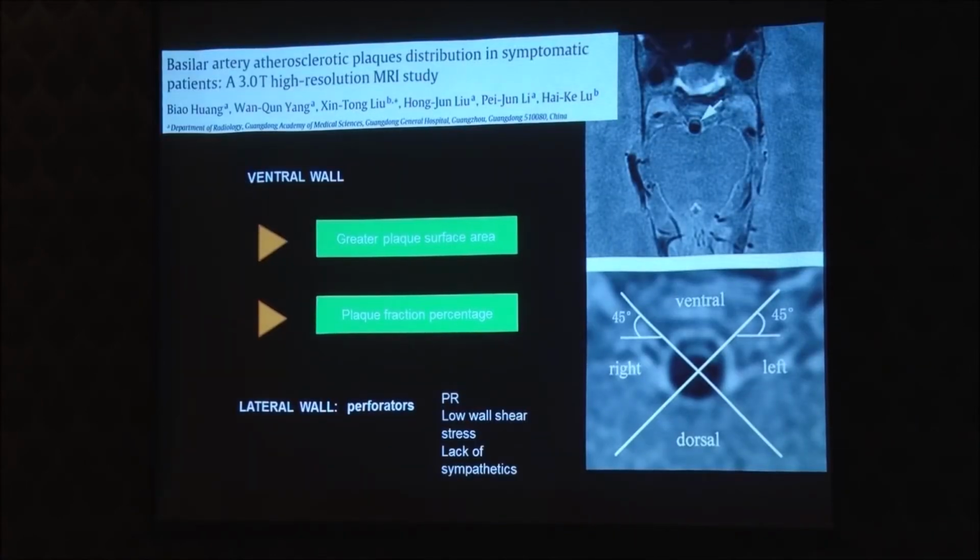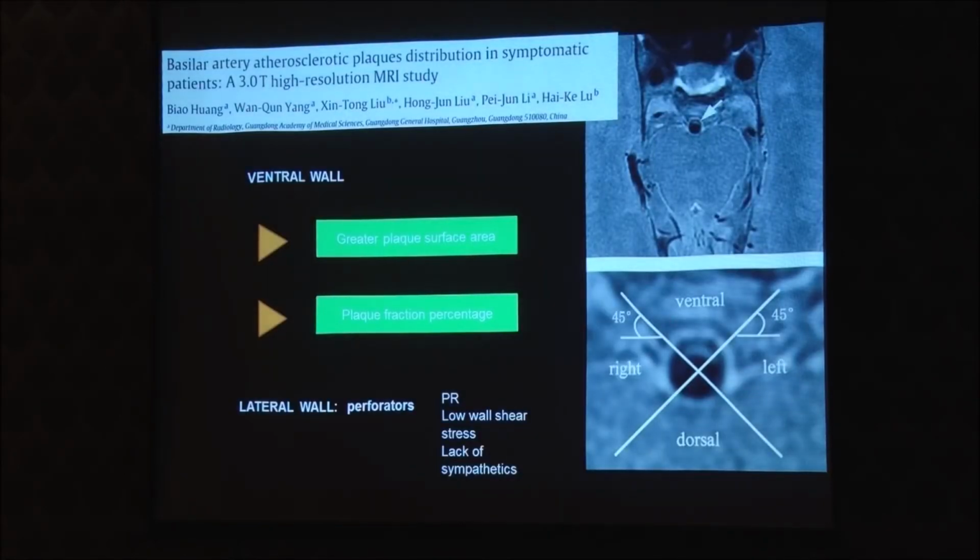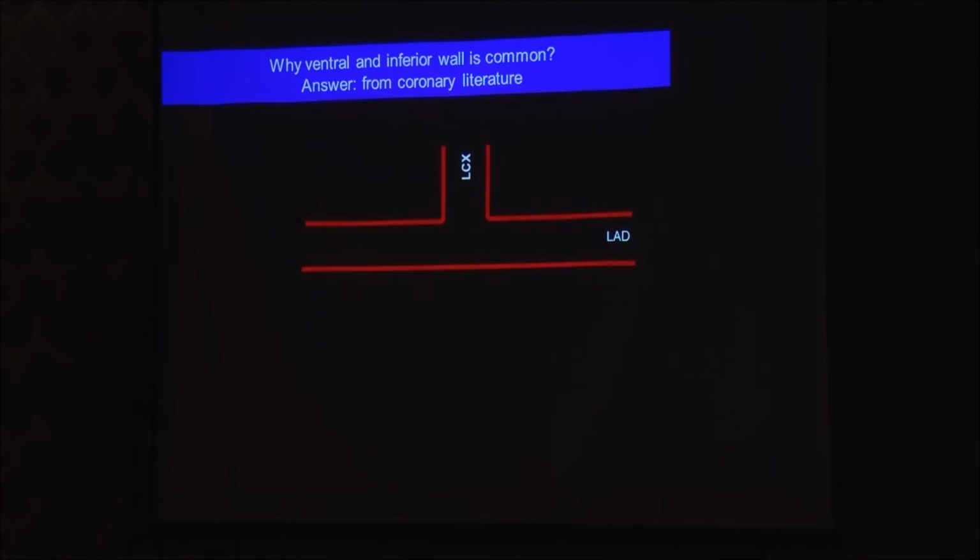Compare that for a basilar artery. In the basilar artery, again, you can divide it into 4 quadrants based on these 2 diagonals here. It generally involves the ventral wall, which is good for an interventionist because the perforators come from the lateral and the posterior wall. So I'd also mentioned the posterior circulation is more commonly positively remodeled. That's because they feel that there is low wall shear stress and there is lack of sympathetics in the posterior circulation.